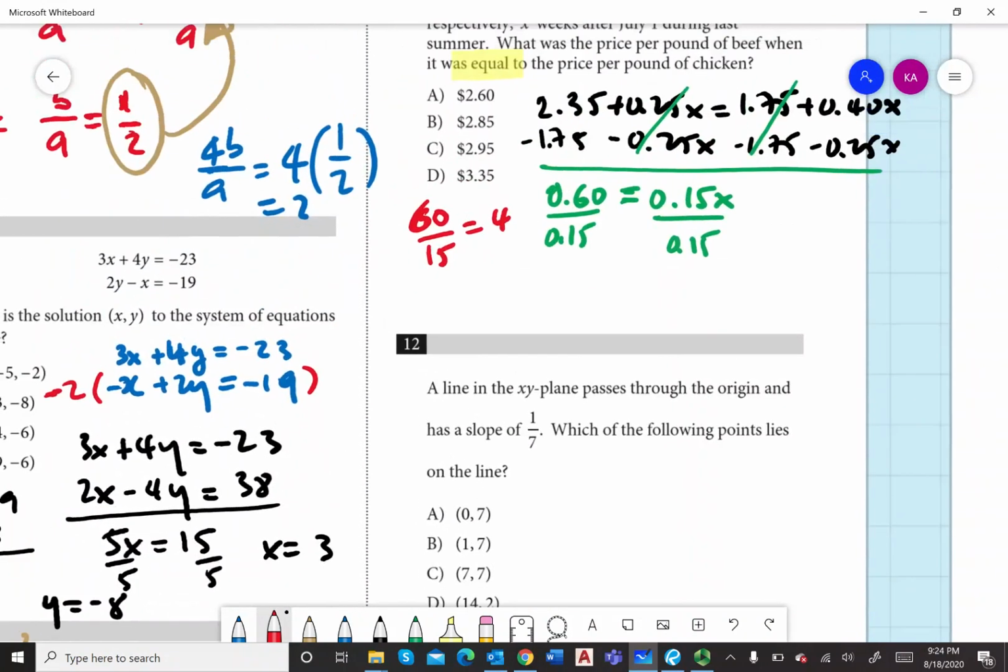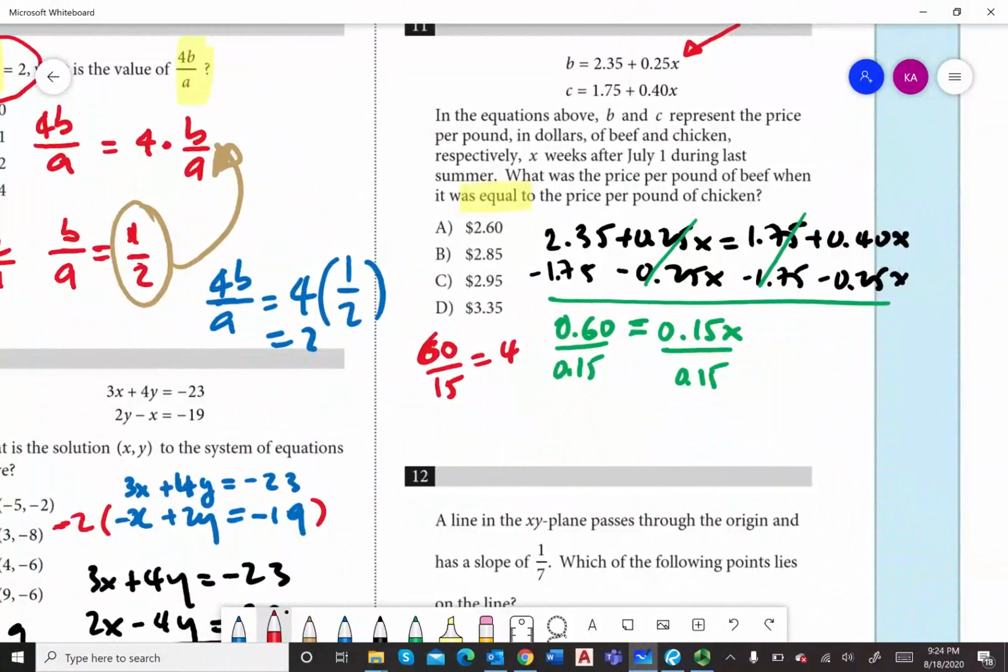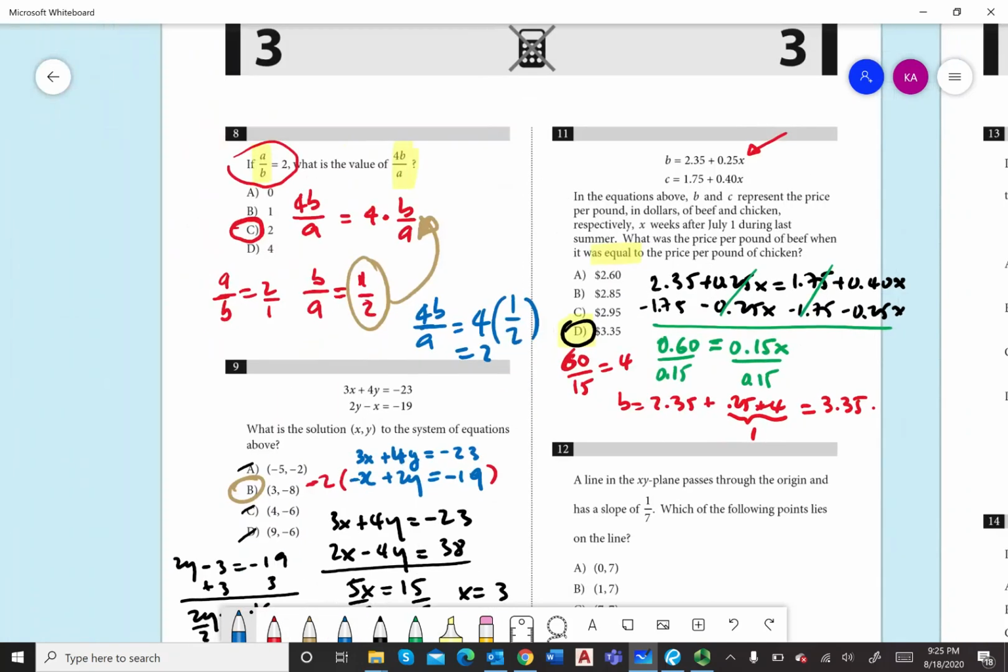discuss that separately. Okay, so let's plug in 4 and see what we get. If I plug in 4, B is going to give me 2.35 plus 0.25 times 4. This here is going to give me 1 plus that, so it'll give me 3.35, which is D. So my answer is D. All right, so let's move on to question number 12.